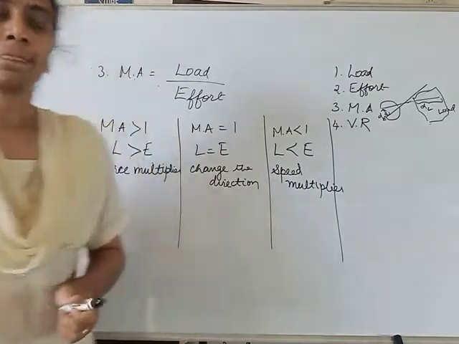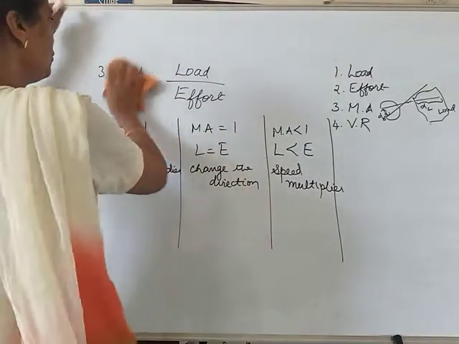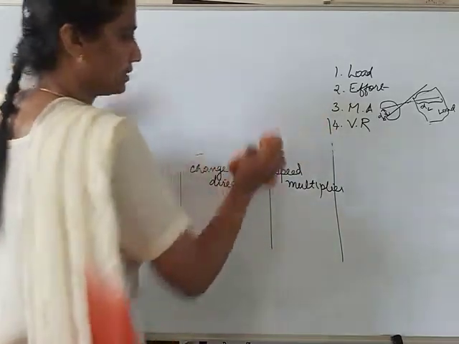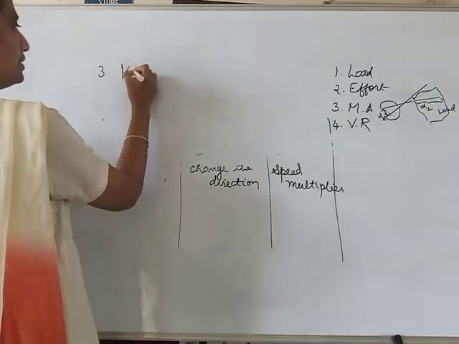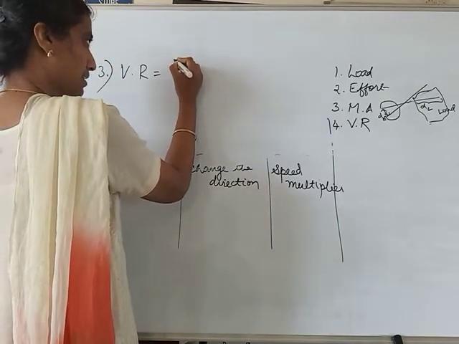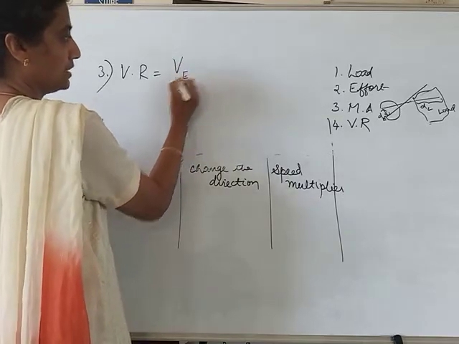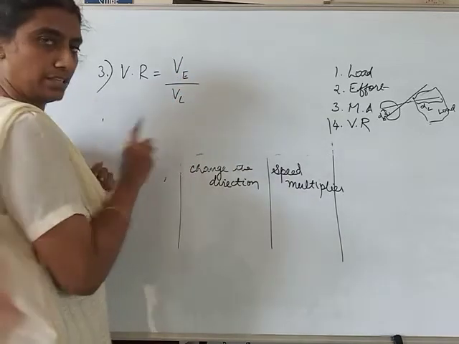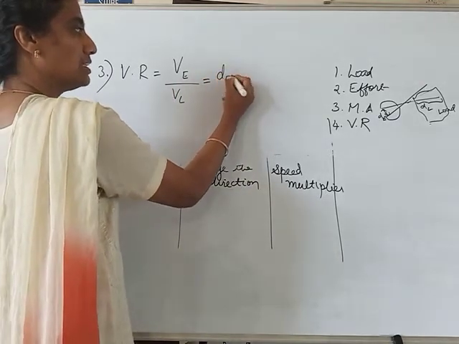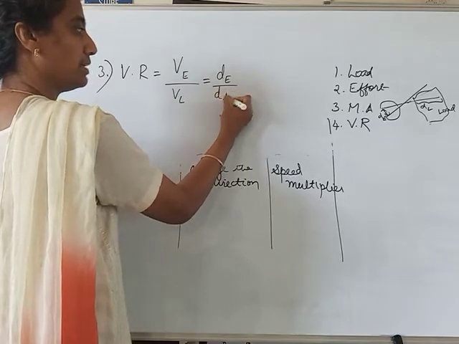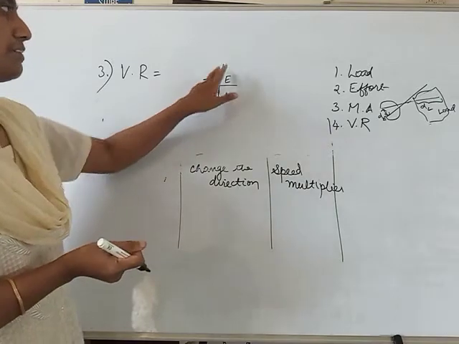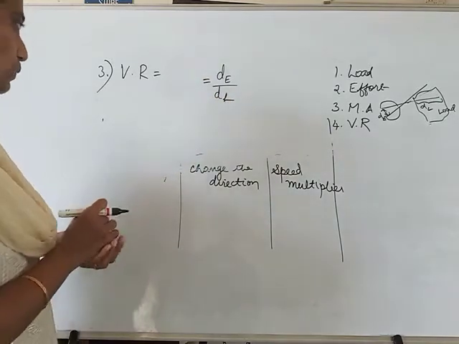Is it clear? Now, the fourth one is velocity ratio. The definition is, actually, velocity of effort upon velocity of load. But we don't use this. From this we derived another formula: distance traveled by effort upon distance traveled by load. So usually we use only this for velocity ratio: distance traveled by effort upon distance traveled by load.